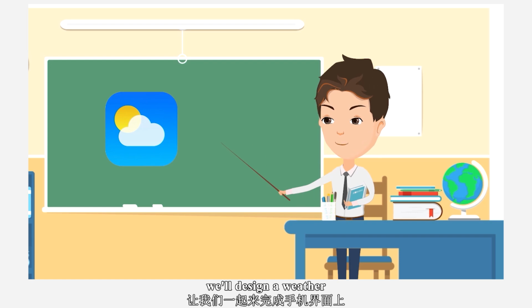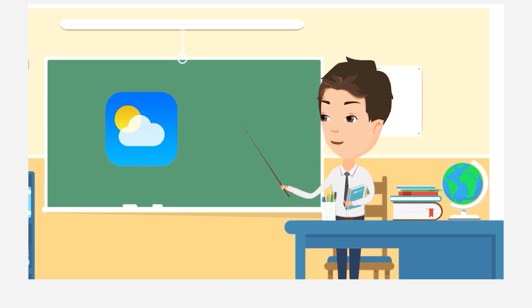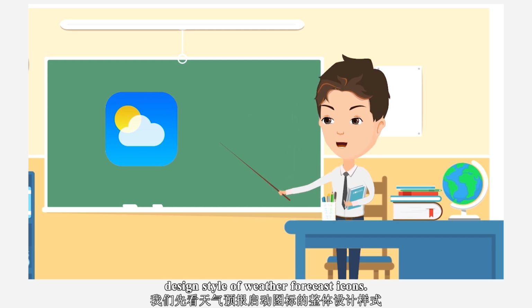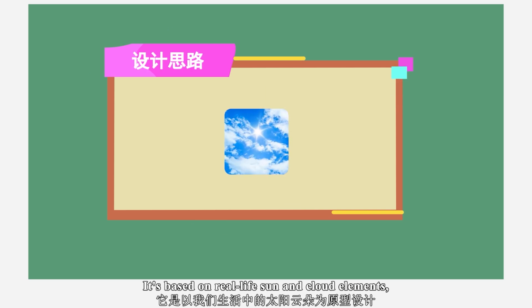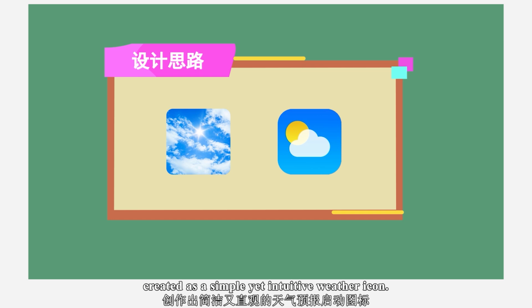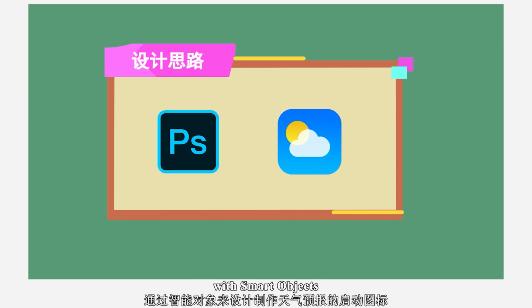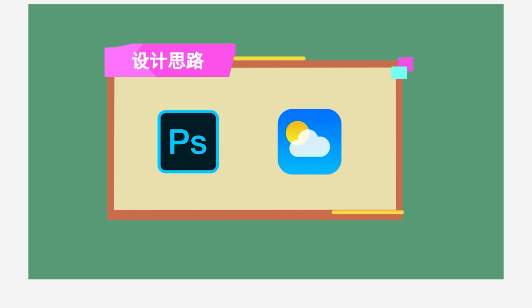We will design a weather forecast launcher icon for mobile interfaces. First, let's examine the overall design style of weather forecast icons. It's based on real-life sun and cloud elements. Created as a simple yet intuitive weather icon, today we'll use Photoshop with smart objects to create this icon.